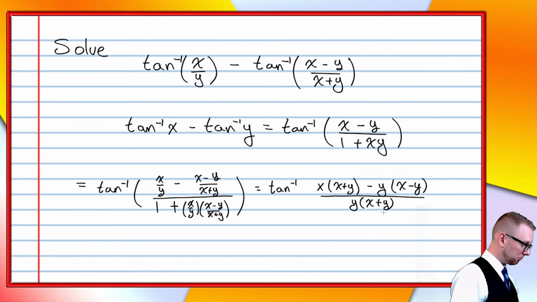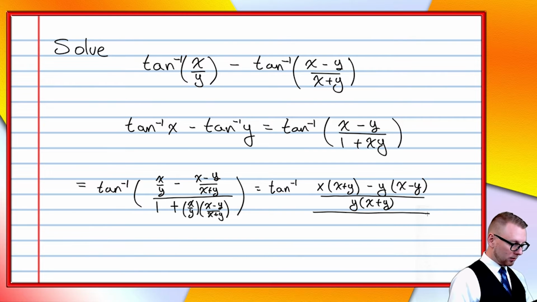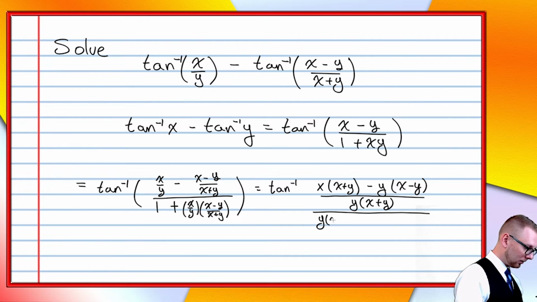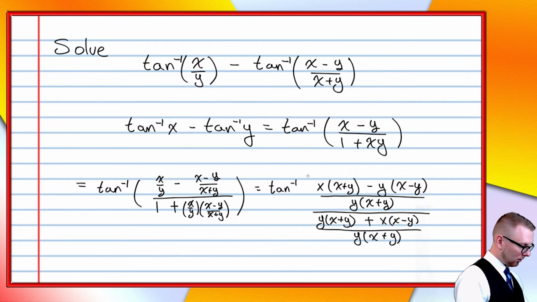Common denominators, not a problem. We will divide. Well, this is going to be, again, some common denominator. So we've got y times x plus y on this one. So y times x plus y. And then we've got a plus x times x minus y all over y times x plus y. This is all inside our tan inverse.